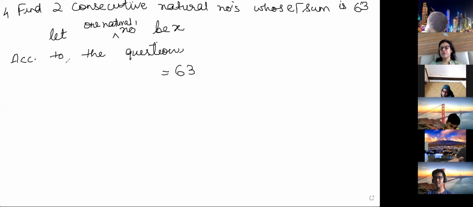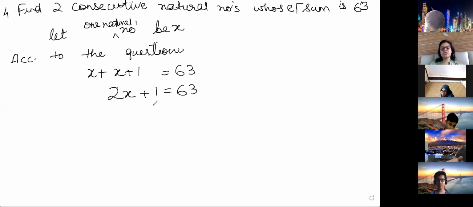Saklain? 4. No. Why 4? One number is x. Then what is the next number? x plus 1. Correct. So the sum you have to find. One number is x, the other number is x plus 1. Simple. This is your equation. 2x plus 1 is equal to 63.